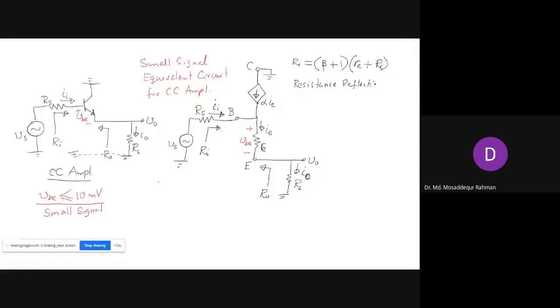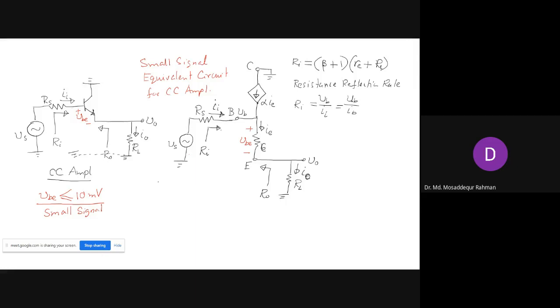So it is very convenient to apply this rule to determine both the input and the output resistances, in this case for the common collector amplifier. Otherwise, you can also apply the basic definition of the resistance, which is voltage by current. For the input resistance, the voltage at this point we can call VB, the base voltage. The current that is flowing in is IB. So VB by IB, right?